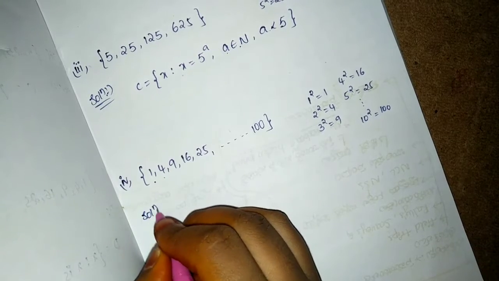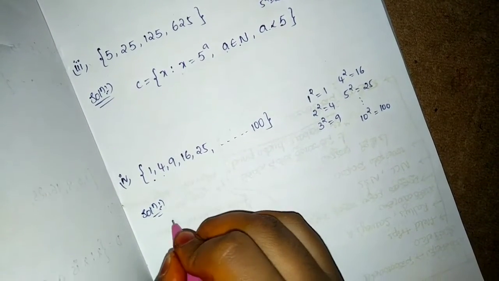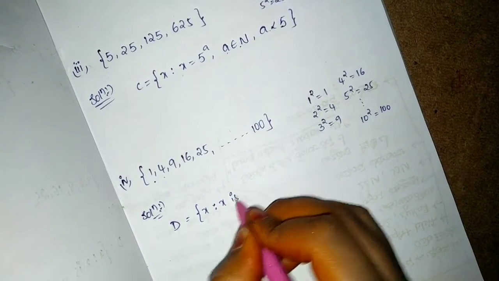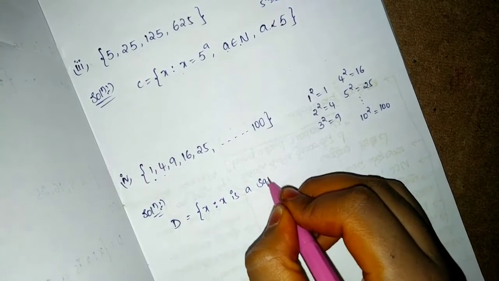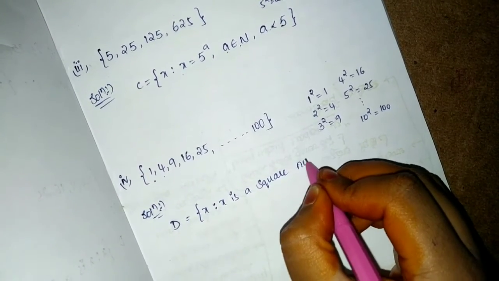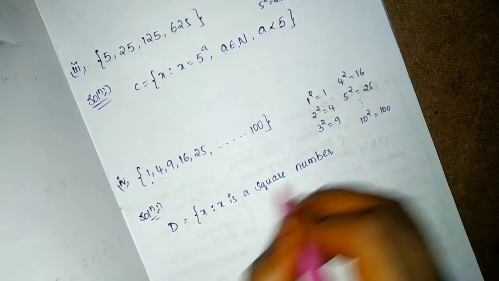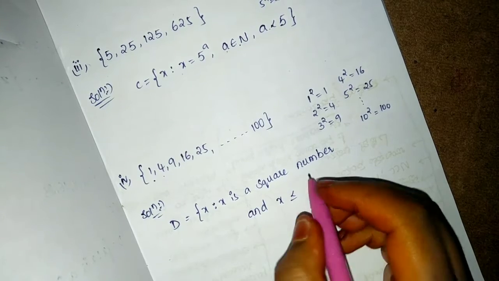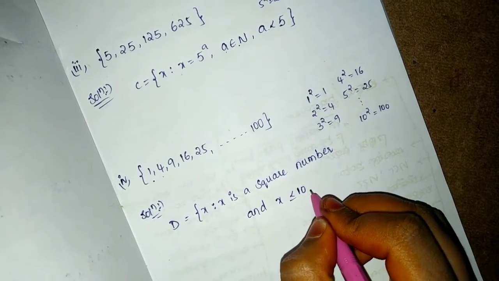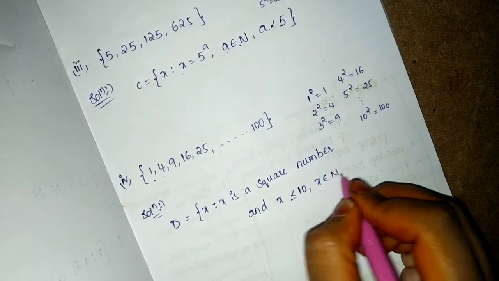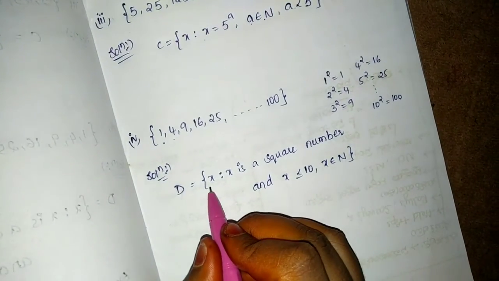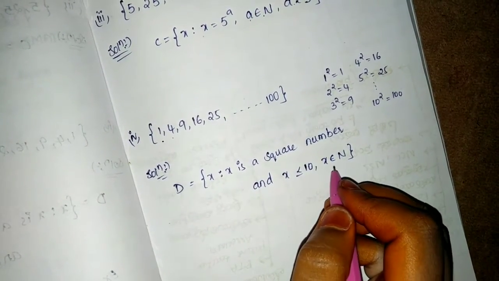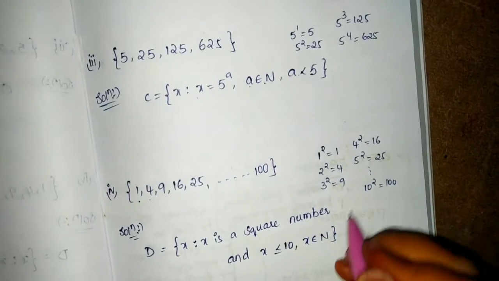So solution for this problem is D equal to the set of x such that x is a square number and x is less than or equal to 100, where x belongs to natural numbers. D equal to the set of x such that x is a square number and x is less than or equal to 100, where x belongs to natural numbers.